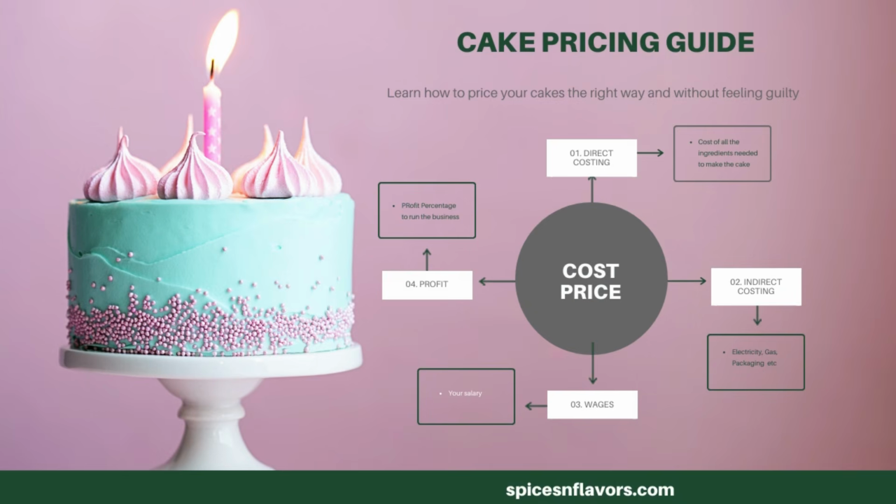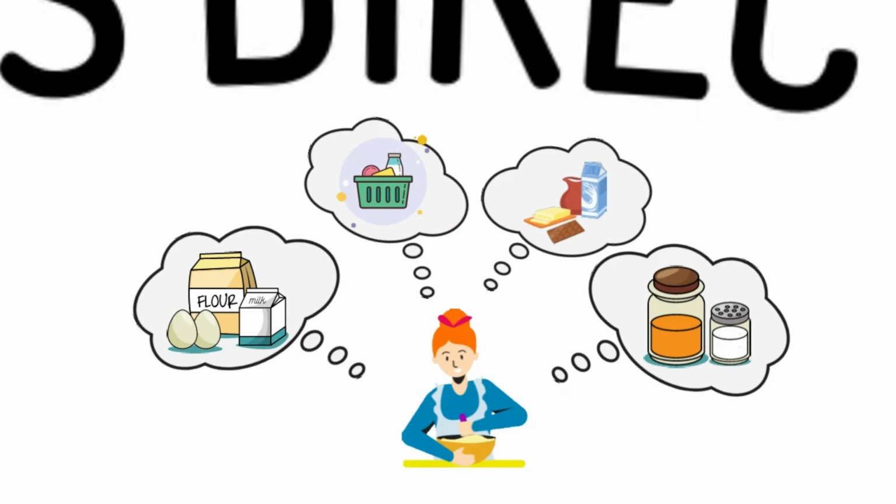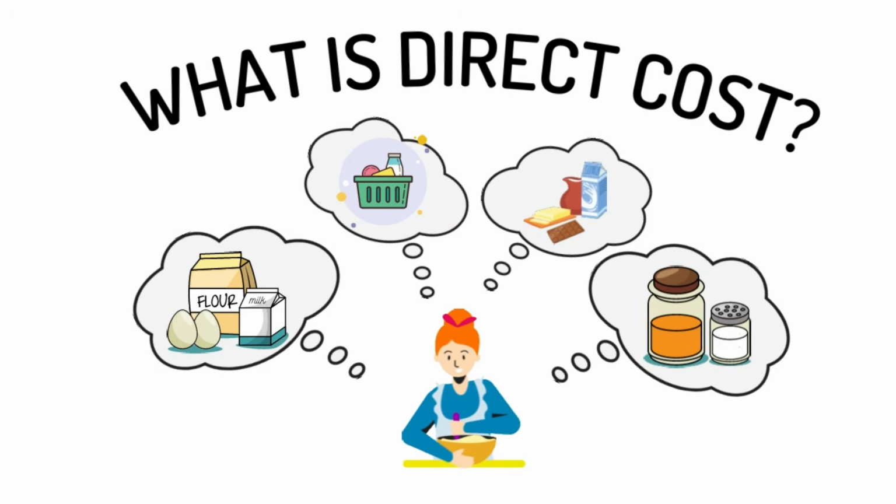So cost price of a cake is equal to the direct cost plus indirect cost plus your labor cost. That's it. So simple, right? So let's look into each of the components in detail, starting with direct costing. Direct cost, as the name suggests, is basically the cost of all the ingredients that you would use to make your cake.